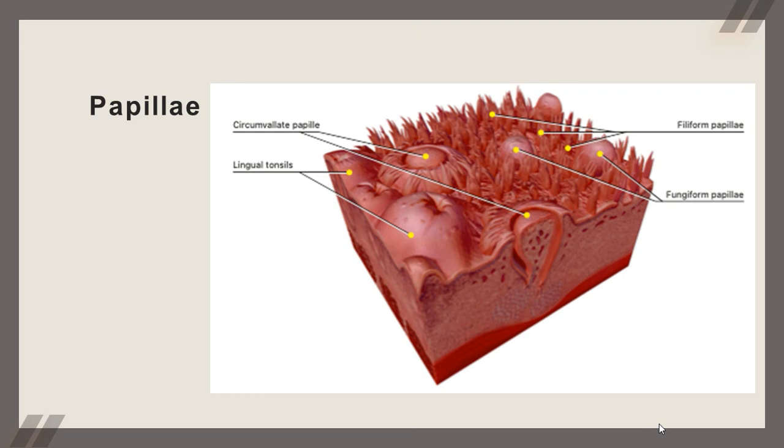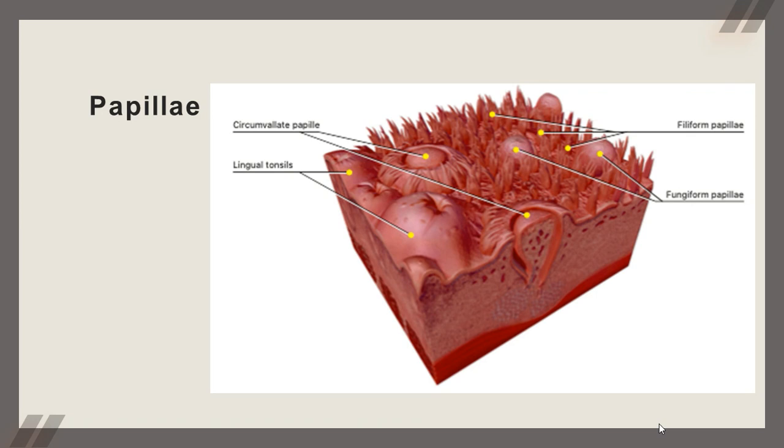Specialized mucosa is seen on the dorsal part of the tongue, and if you observe the dorsal part of the tongue closely, you will understand that it is not at all smooth. It consists of a lot of irregularities. What are these irregularities? These irregularities are papillae. Papillae are outward projections that are present on the dorsal surface of the tongue.